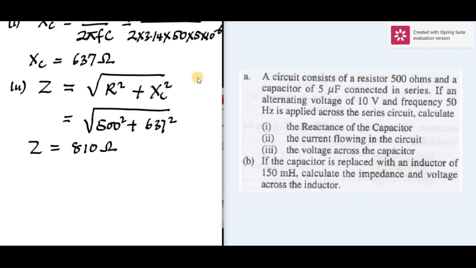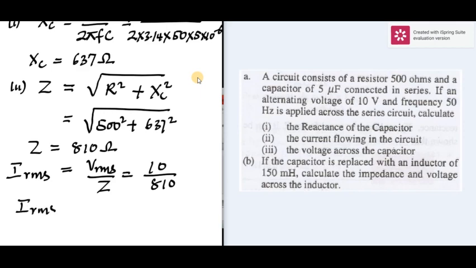Now that we know the impedance, we can find the current flowing in the circuit. The current is the root mean square current. The root mean square current will be equal to the root mean square voltage all over the impedance. That is 10 all over 810. So the root mean square current will be approximately 0.01 ampere.